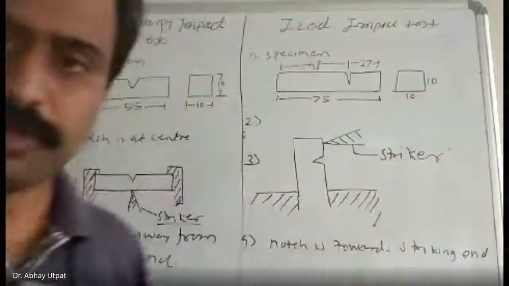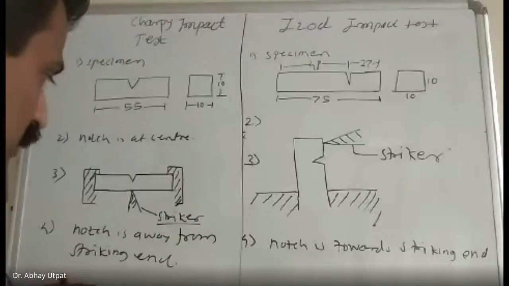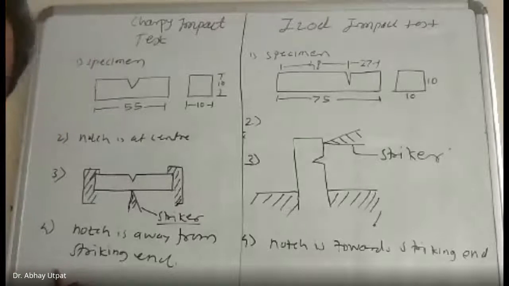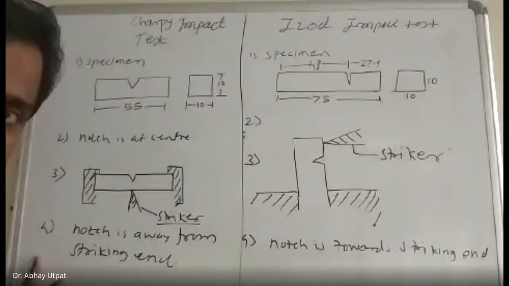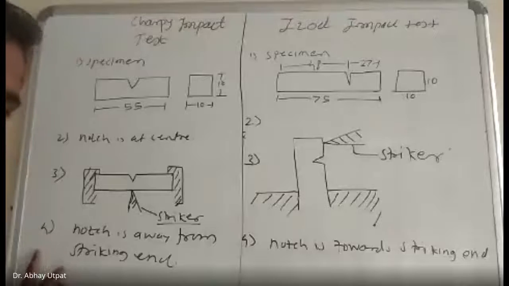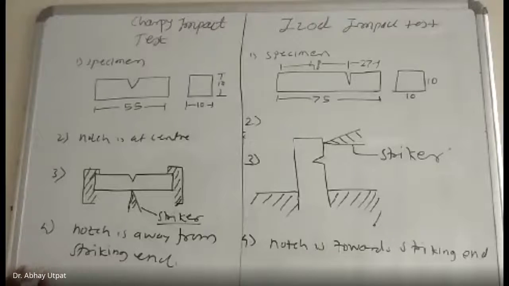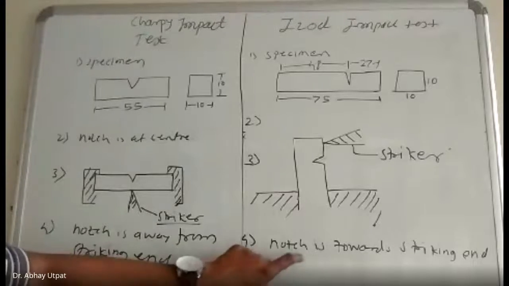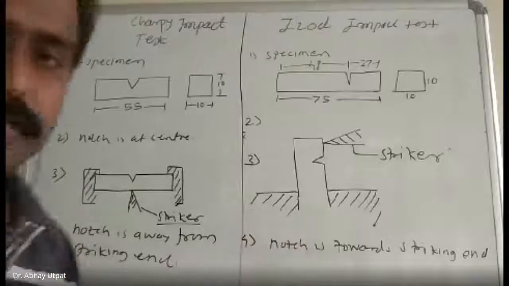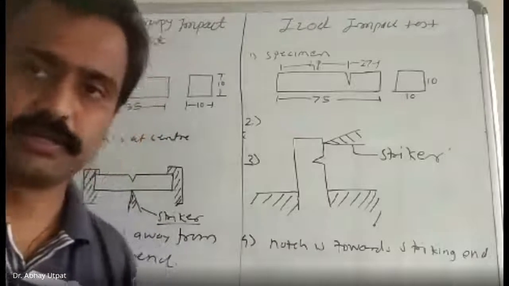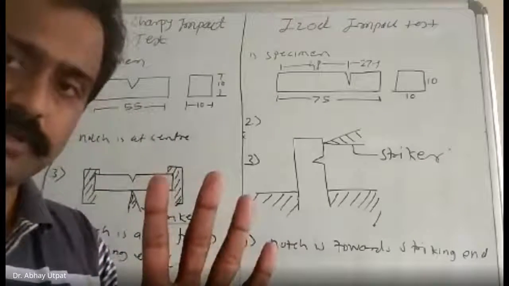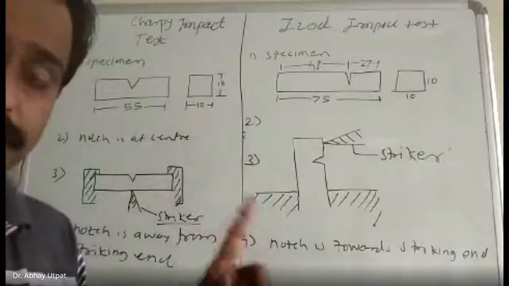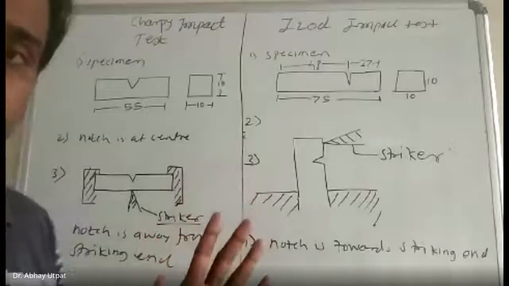And the last point, you write the difference and then I will explain. Striking edge is vertical, left hand side in Charpy impact. Striking edge is vertical, and right hand side, striking edge is horizontal. Now within 1 minute, I will repeat the points of differences. Check whether you have written correctly.